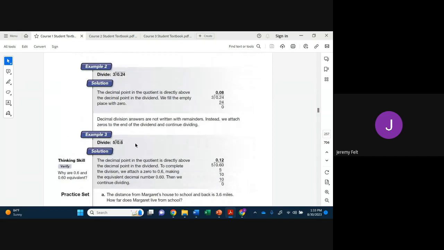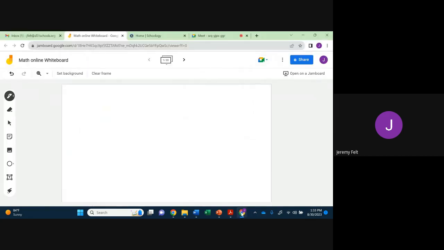Okay, example 3, we have 0.6 divided by 5. Now, if there is a decimal number out here as the divisor, you shouldn't see any on today's homework, but it makes it a little bit trickier. We can move the decimal of both the dividend and the divisor in order to keep it equivalent but make it easier to work with. But again, we're probably not going to see that today, so we're not going to waste time with it.